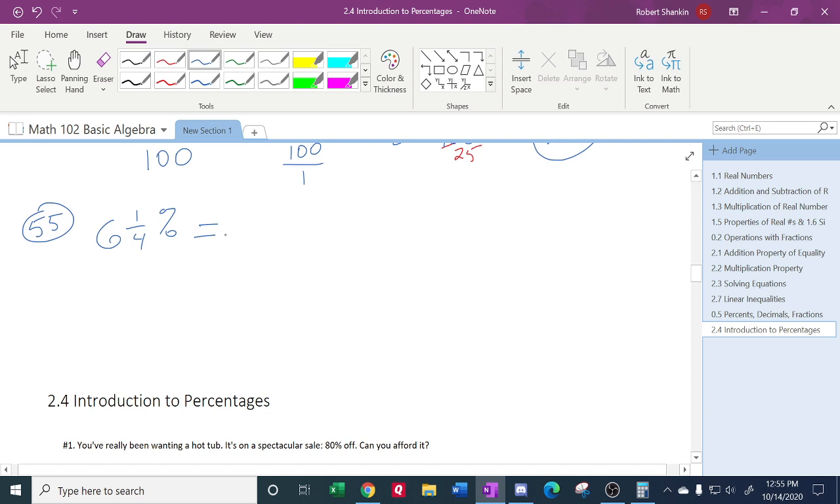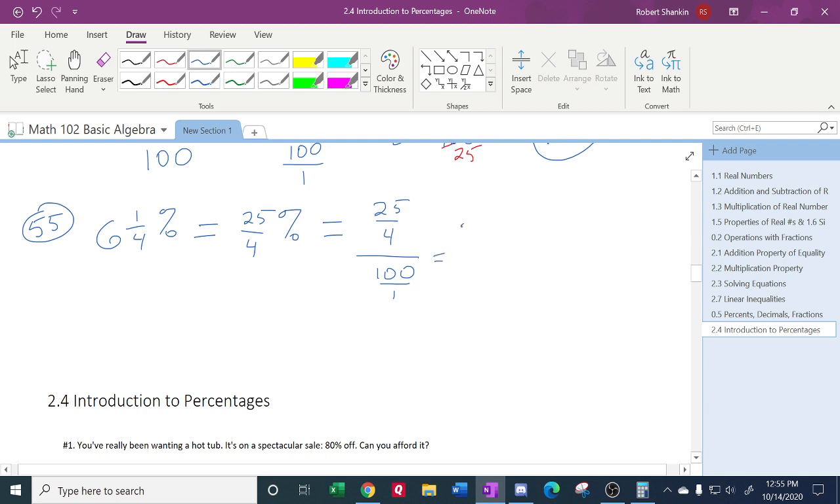6 times 4 is 24, plus 1 is 25. So 6 1/4 is the same as 25/4. So I could do that part first if I want. And then percent means divided by 100. Now, that 100 is really over 1.